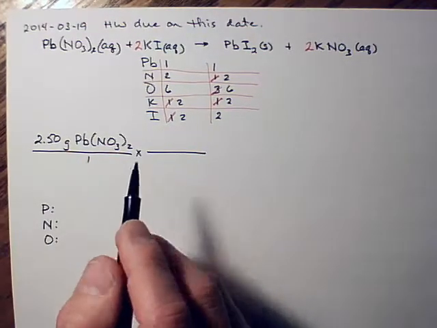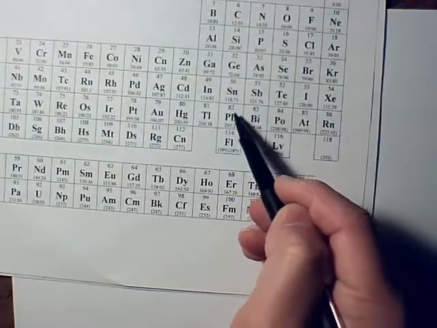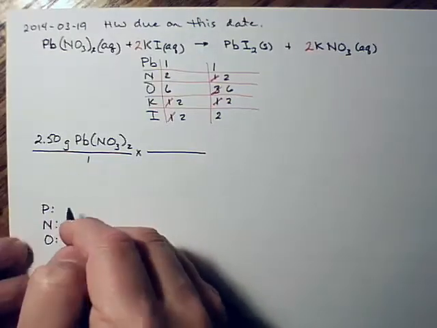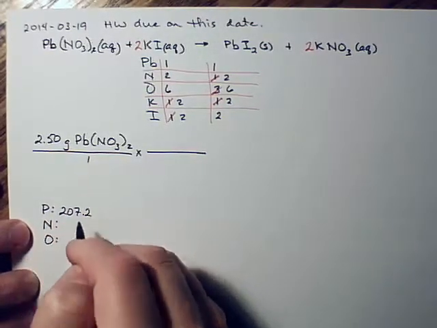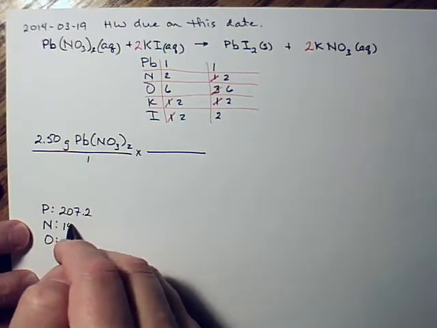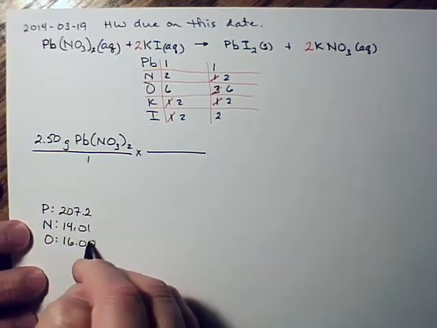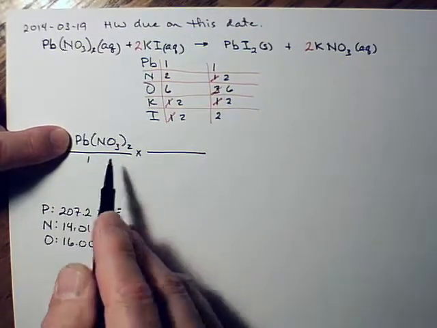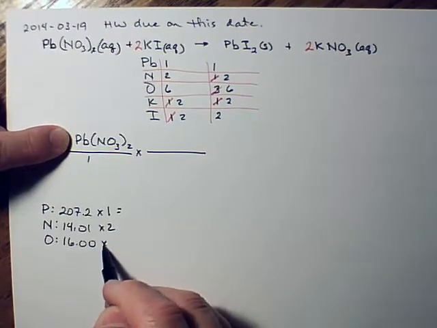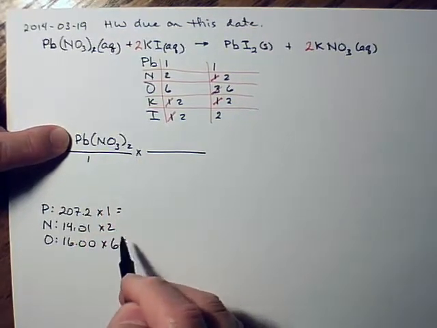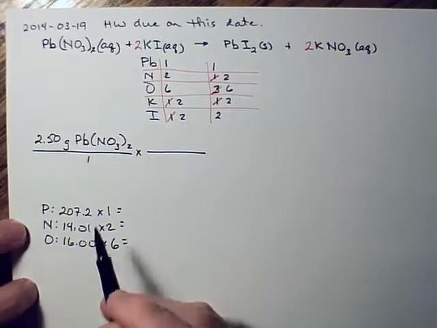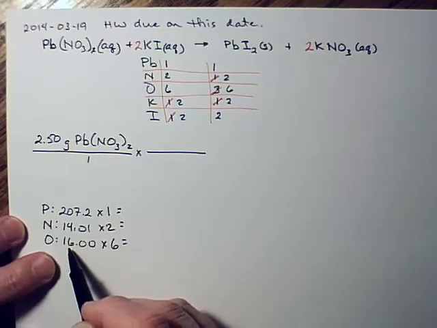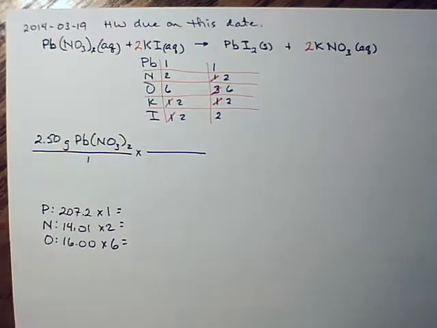Alright, so looking at the periodic table, atomic masses are listed at the bottom of each of the squares for each of the elemental symbols. So the atomic mass of lead is 207.2. The atomic mass of nitrogen is 14.01. And oxygen is 16.00. In the formula, I have 1 lead, I have 2 nitrogens, and I have 3 times 2 or 6 oxygens. We could add them all up. I could add this once and add this twice and add this 6 times. But with the more complex formulas, this actually makes it easier.